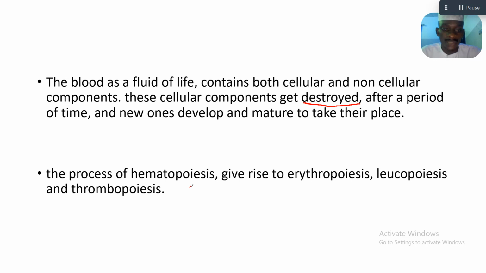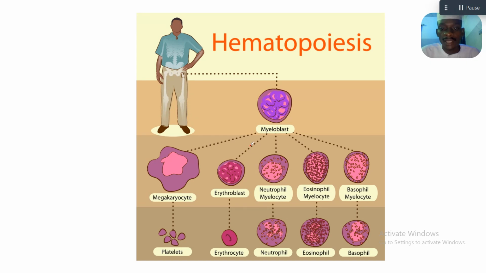The process of hematopoiesis gives rise to erythropoiesis, that's the formation of red blood cells, leukopoiesis, that's the formation of white blood cells, and thrombopoiesis, that's the formation of platelets. Let's move on. This is another good diagram of hematopoiesis.